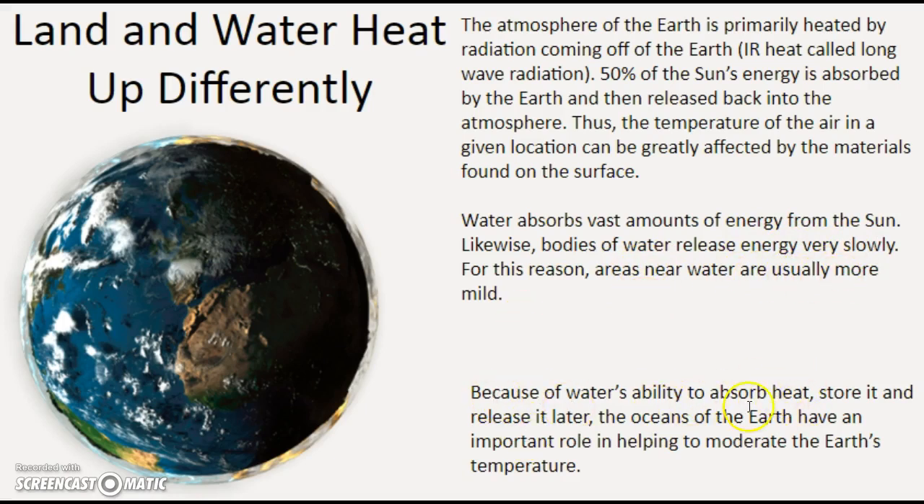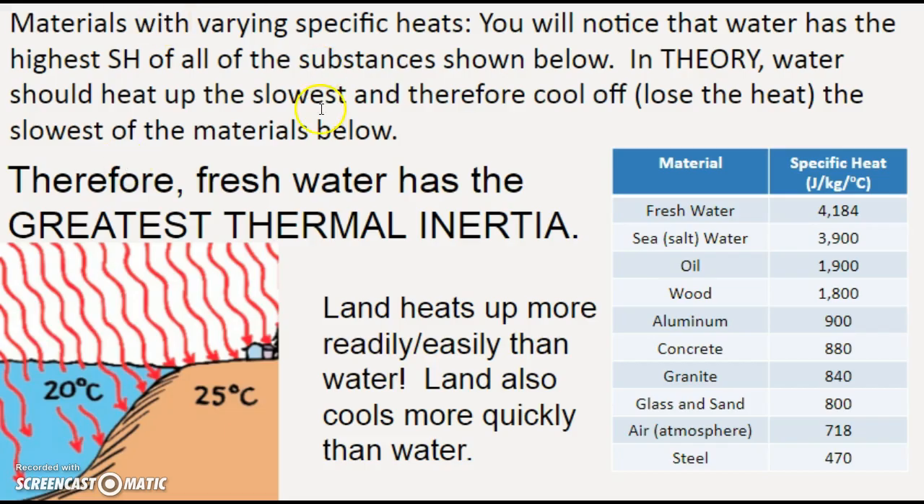Because of water's ability to absorb, store, and release heat, the oceans of the Earth have an important role in helping moderate Earth's temperature. Literally, our oceans are like the Earth's thermostat. Different materials have different specific heats. You'll find that fresh water has a very high specific heat, whereas our atmosphere has a very low specific heat. Therefore, fresh water has what we'll describe as the greatest thermal inertia.